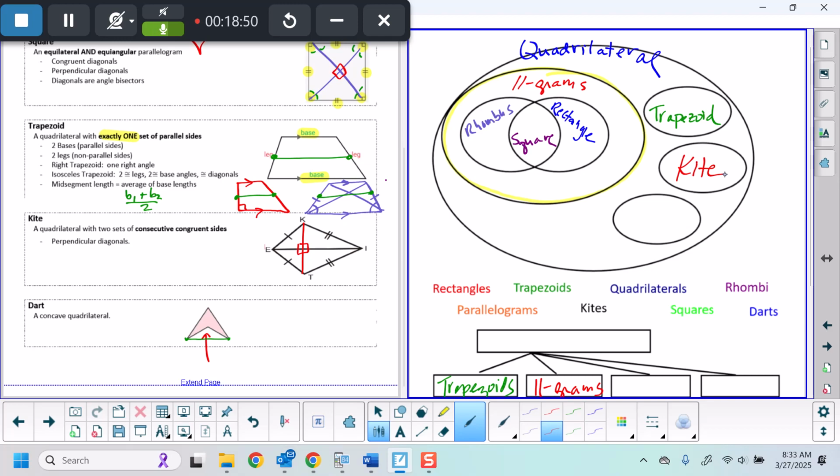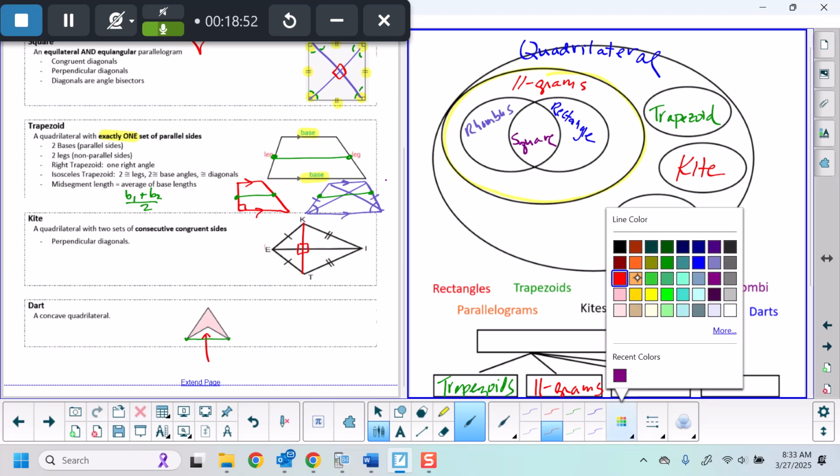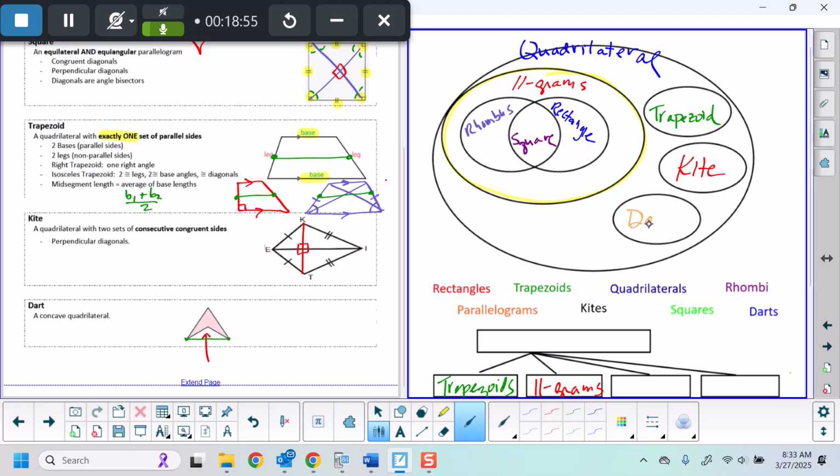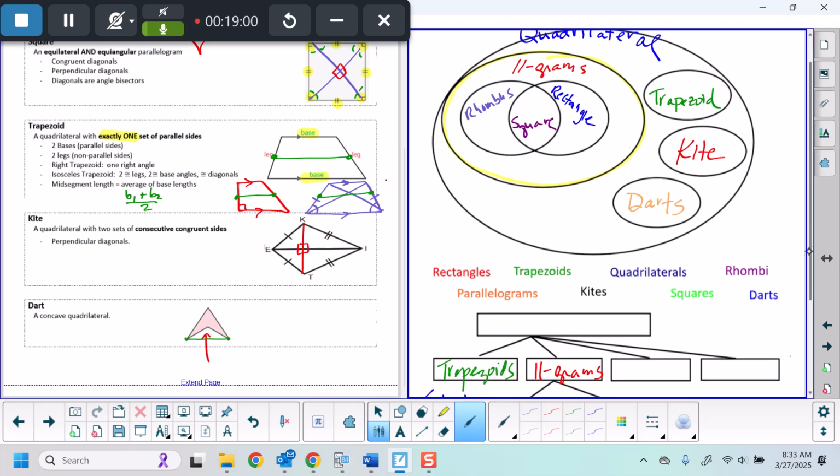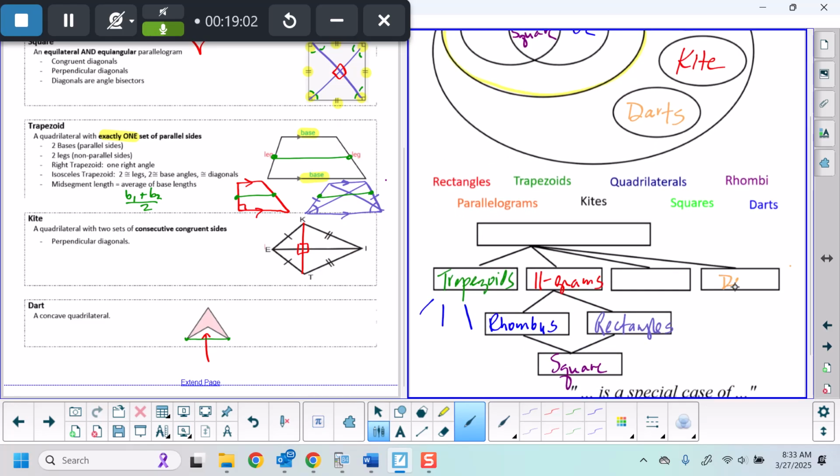And then, of course, our darts are our concave quadrilaterals, and we can have two conversations with our darts, whether we talk about it being isosceles, if I have two pairs of consecutive congruent sides. Are we okay with all of that?